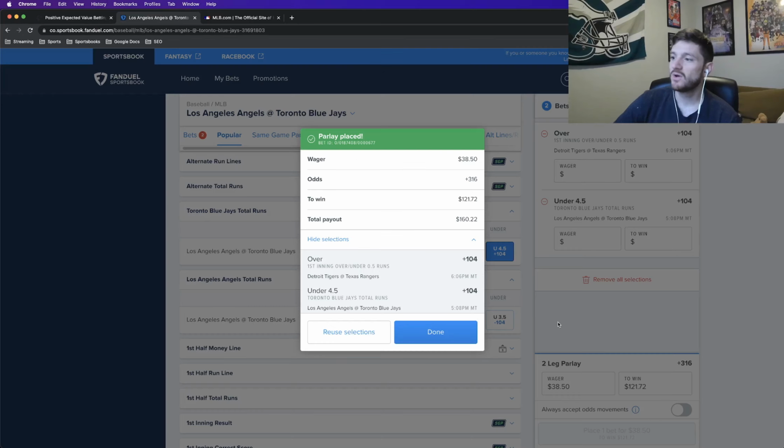So for those of you at home tailing this parlay, two plus 104 plays. One, the yes run first inning in the Tigers versus Rangers, yes run first inning, over 0.5 runs in the first inning. The next one, Blue Jays team total under 4.5. And that's going to be it. That is going to be my MLB parlay for today.